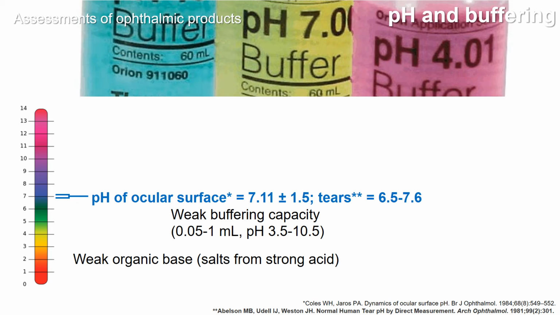Despite the weak buffering capacity, it is enough to quickly neutralize the pH of an unbuffered solution from pH 3.5 to 10.5, provided it is a small volume of 1 to 2 drops, or 0.05 to 0.1 milliliters. The buffering capacity of our tears actually comes from the sources in our tears, which are carbonic acid, proteins and weak organic acids. Most ophthalmic drugs are salts formed from a strong acid and a weak organic base, such as atropine sulfate, pilocarpine hydrochloride and physostigmine sulfate.